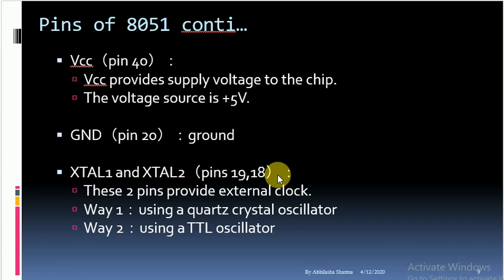So for this connection there are two circuits for generating the external clock. The first is with the help of the crystal oscillator, and the second one is the TTL oscillator. In the next slide we will see how to connect the crystal oscillator and how to use the TTL oscillator.